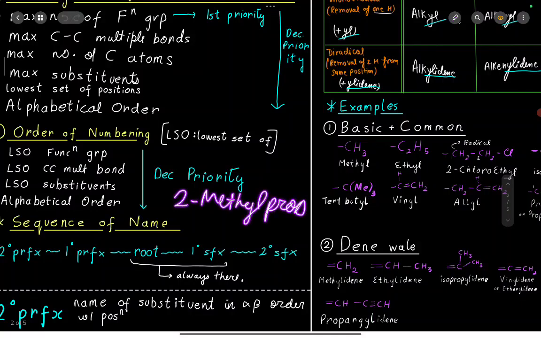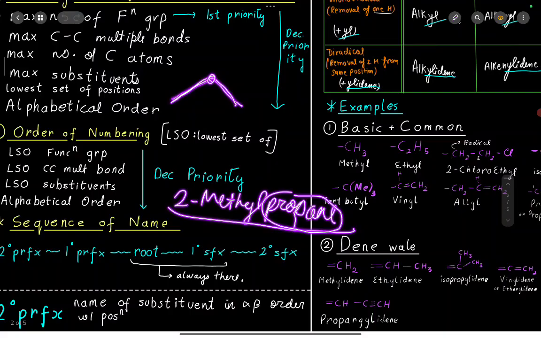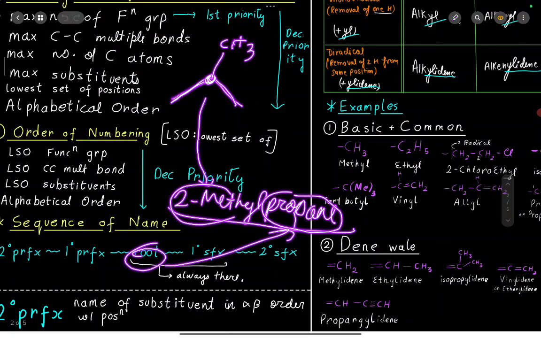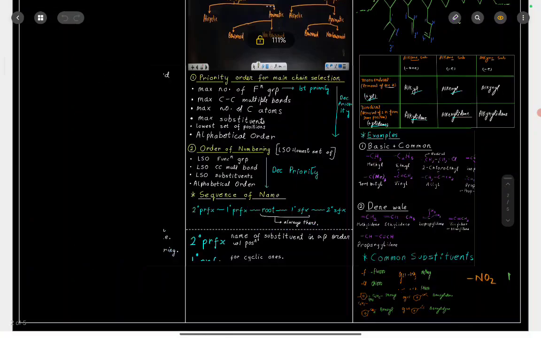You also need to know how to draw structures from the name. So how do you see this? This is propane. So there must be a 3 carbon chain as the main chain, and at the second position there has to be a methyl group. Okay, so this is 2-methylpropane, and propane is the root word. 2-methyl is the secondary prefix, which is the name of the substituent along with the position.